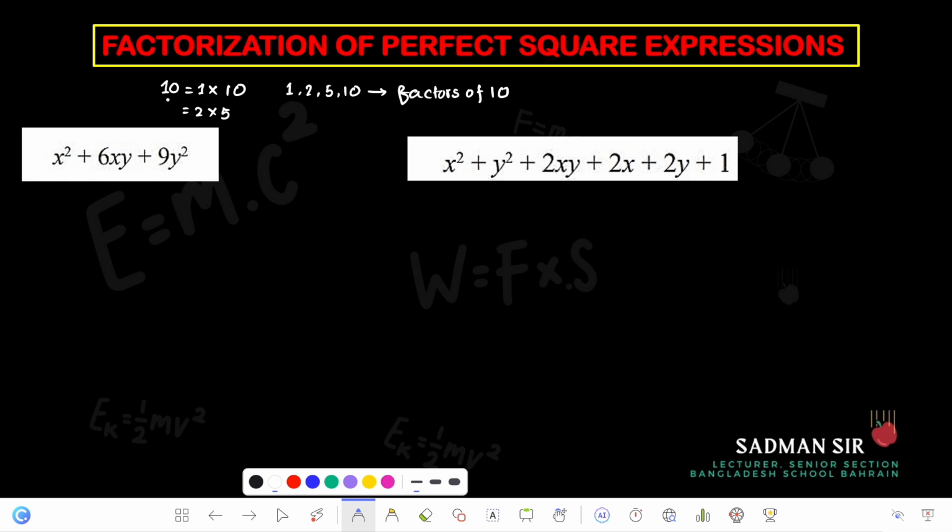You can see that if 10 is divided by 1, the remainder is 0. So we can say 1 is a factor. Likewise, if we divide 10 by 2, 5 and 10 itself, we get the remainder 0. So these numbers are called factors of 10.